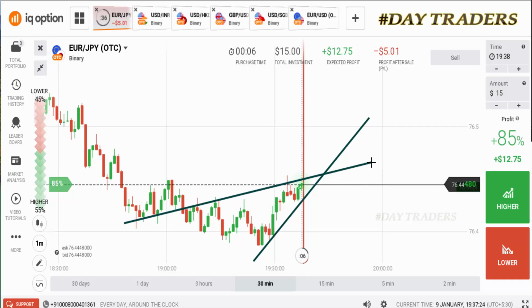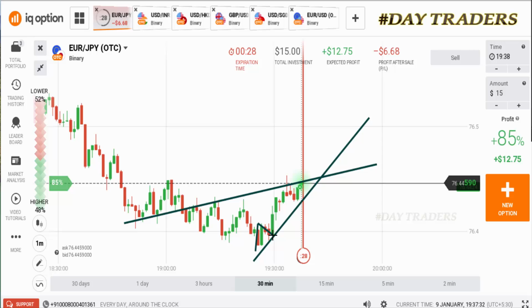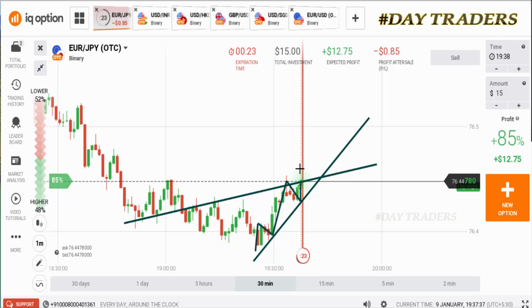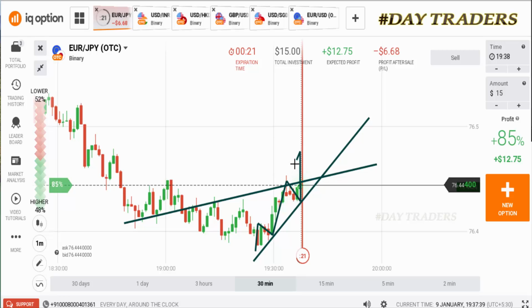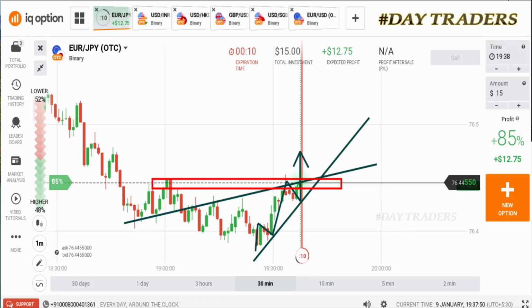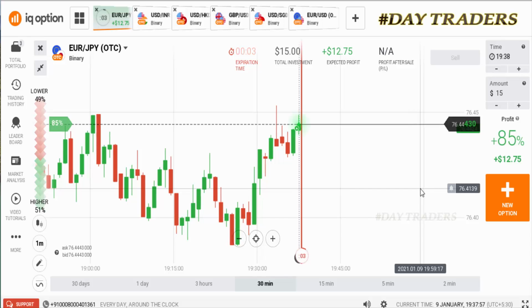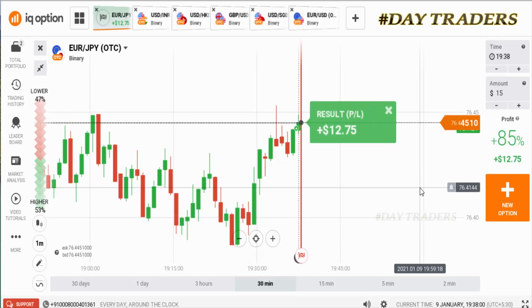Next support and resistance level is here. And this is a very strong buyer's entry. Next level here. But this is a very strong reversal zone. Let's see, 10 seconds only. Okay, this is a winning trade.